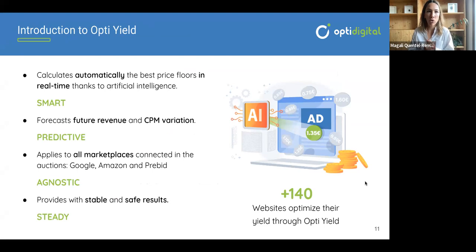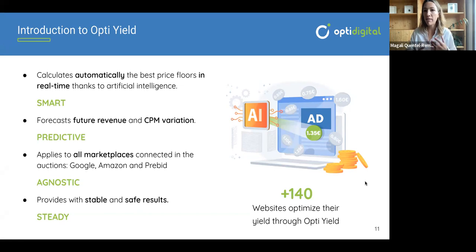So now let's make a little introduction to our technology, because we can talk only about what we really know. Our technology, Opti Yield, has been developed by a team of data scientists, statistics PhDs, product managers, and programmers. We have been testing it on over 140 websites, and it calculates automatically hundreds of floors in real time, thanks to artificial intelligence. So it's a smart solution. The second thing is that it's using machine learning to improve.